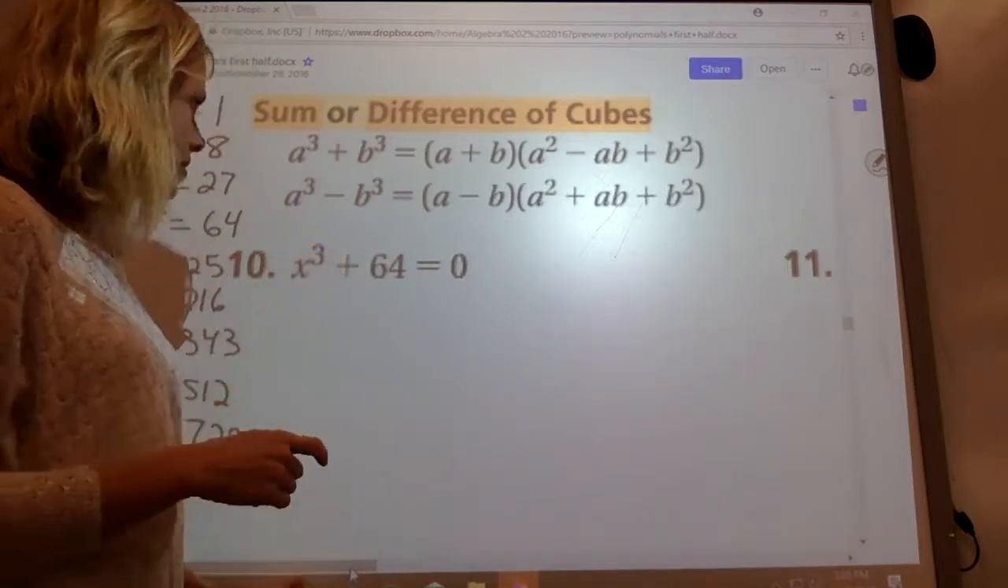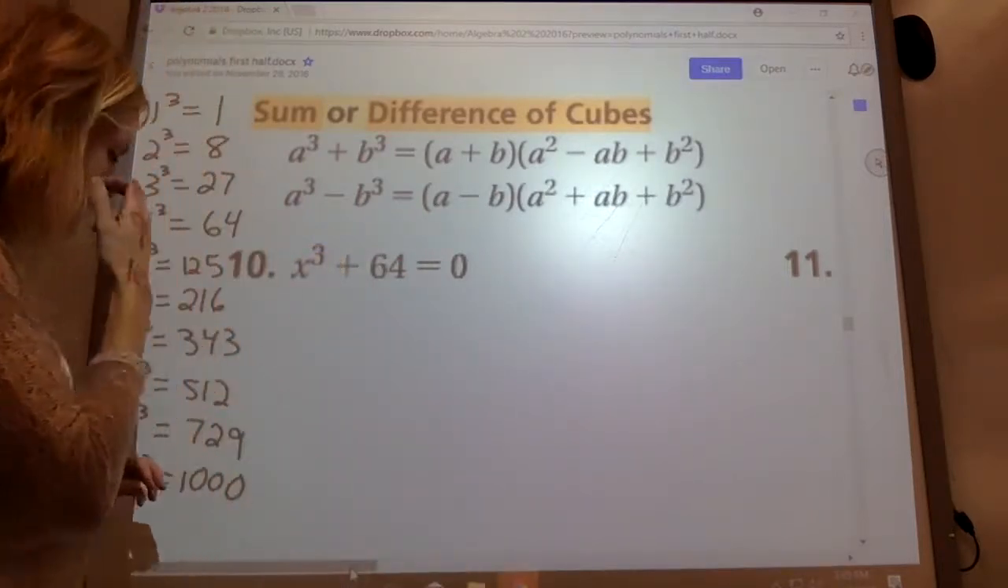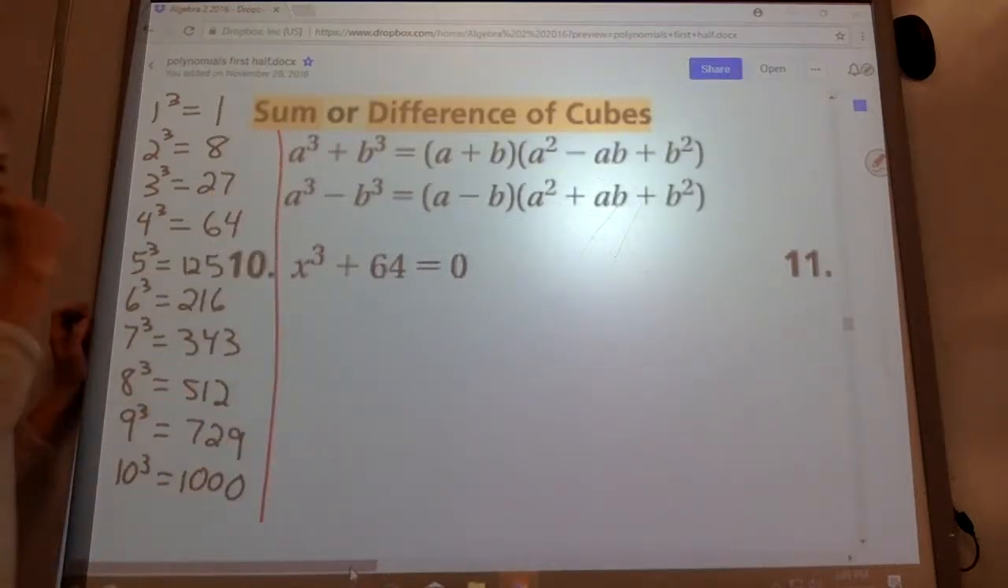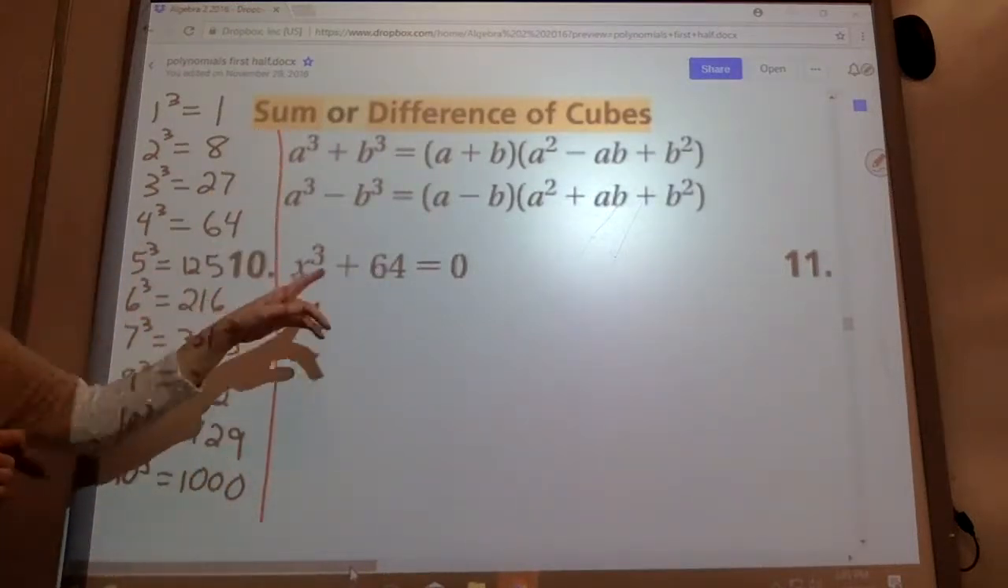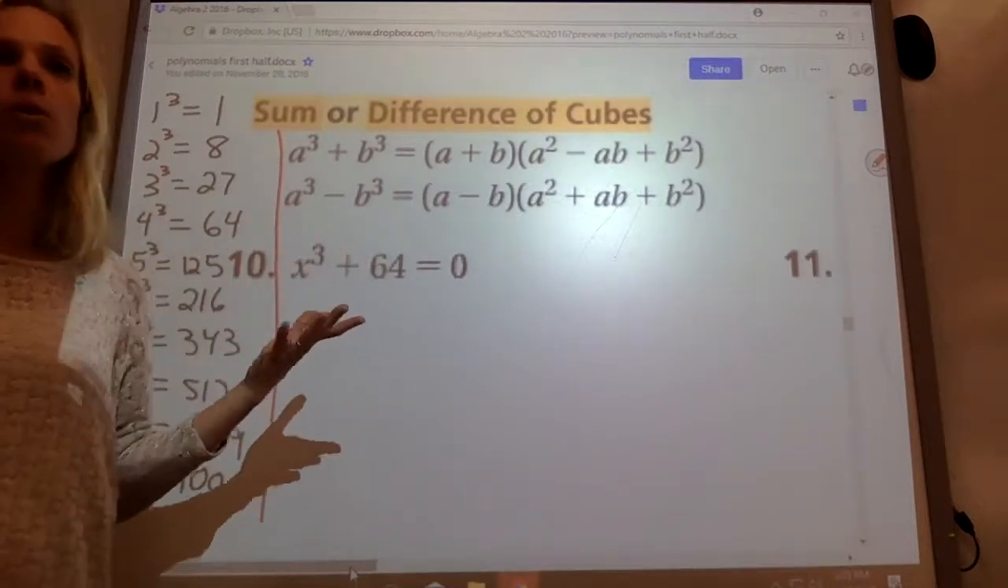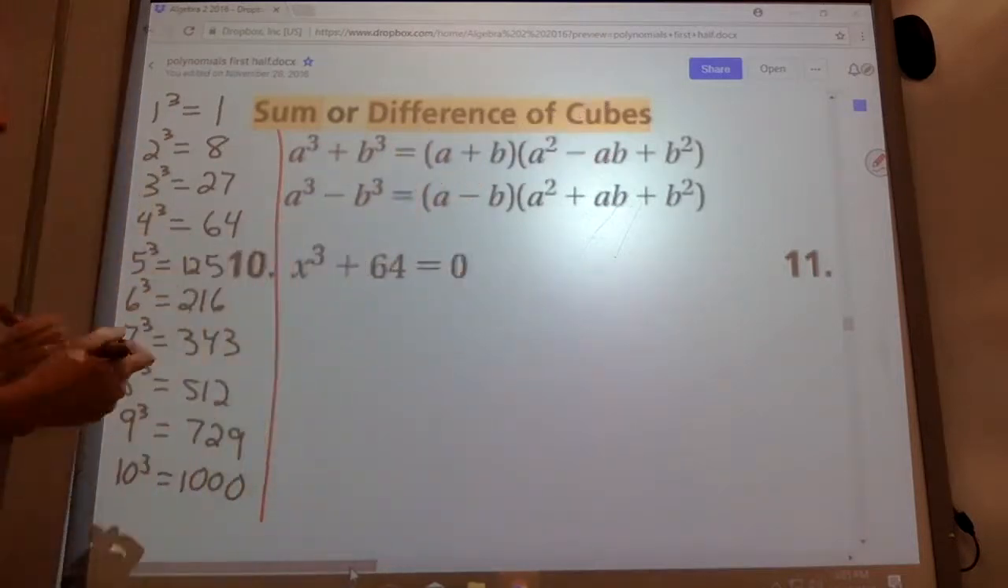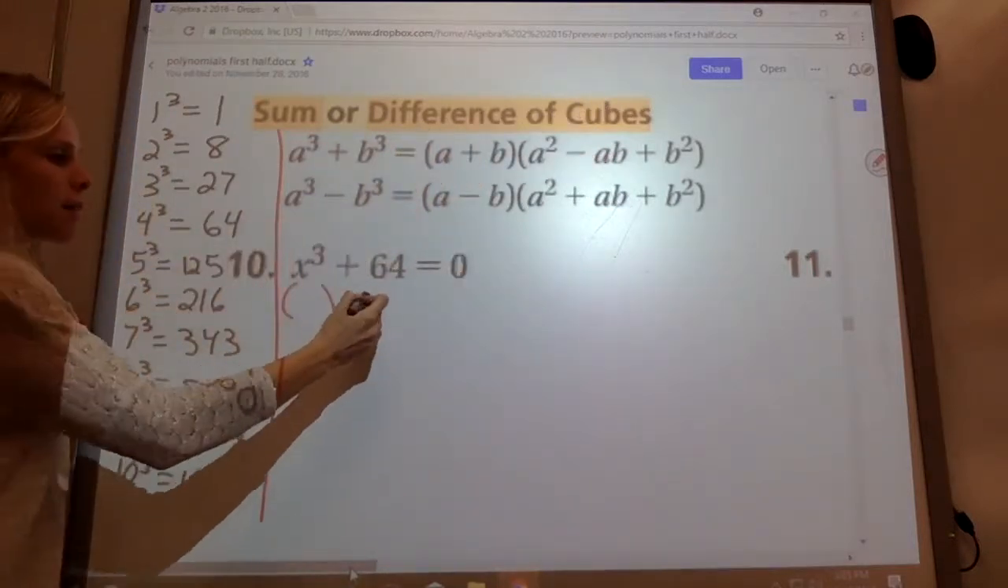You don't have to memorize these formulas, not yet. In pre-calc you will. So let's think. You're going to use this formula just like you would the quadratic formula. What's my a? What's my b? I'm going to plug those in and solve. So how do I find my a and b?